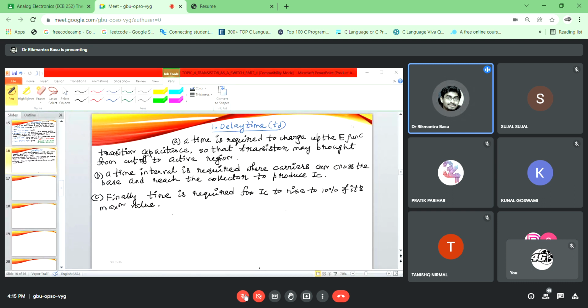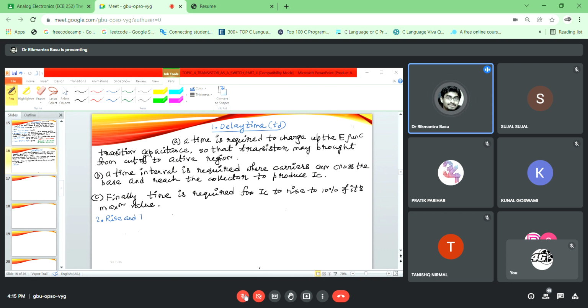Basically, there are three contributing factors. One is the emitter junction capacitance, which contributes the time required to charge up the emitter, because until the emitter is properly charged up, it can't emit the proper electrons. Then a time interval for the minority carriers to cross the base and reach the collector to produce IC. And finally, IC rising from 10% to its maximum value. Those are the affecting factors for the delay time.